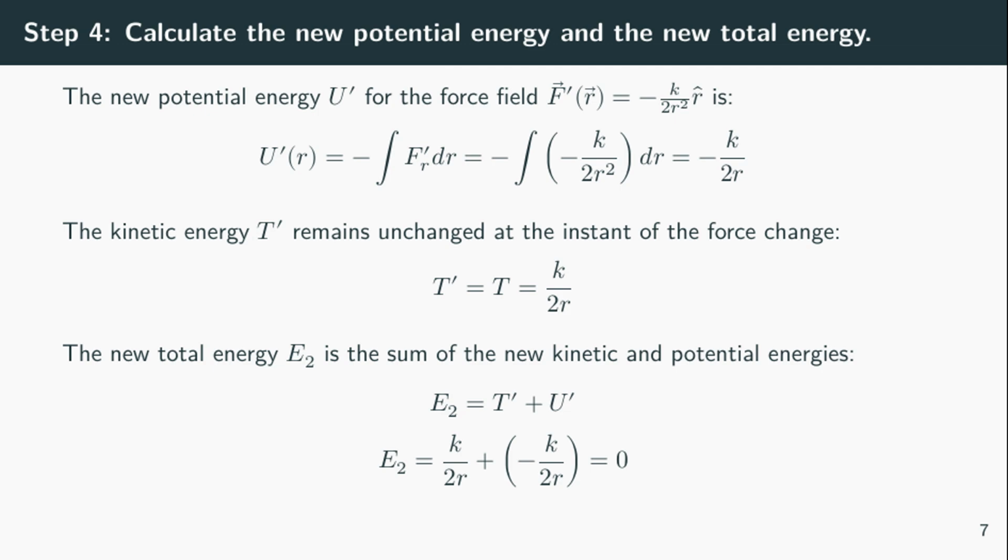The new total energy, let's call it E2, is the sum of this new kinetic energy T prime and the new potential energy U prime. So E2 equals T prime plus U prime. Plugging in our values, E2 equals k over 2r plus minus k over 2r. And look at that, this adds up to exactly 0.